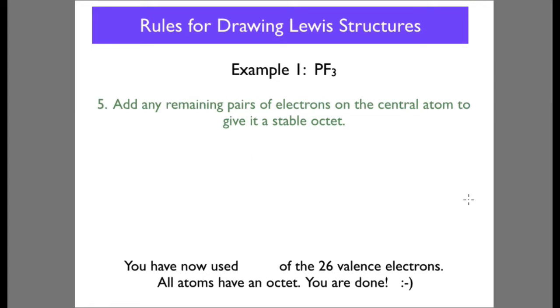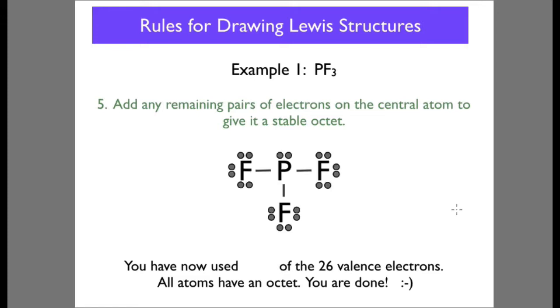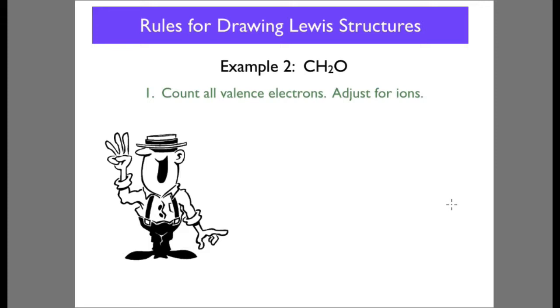Now we need to add, for step 5, any remaining pairs of electrons on the central atom to give it a stable octet. And you can see here we've placed a lone pair of electrons. So now we've used all 26 valence electrons. All atoms have an octet. Well done. Let's do another example. CH2O, methanol.